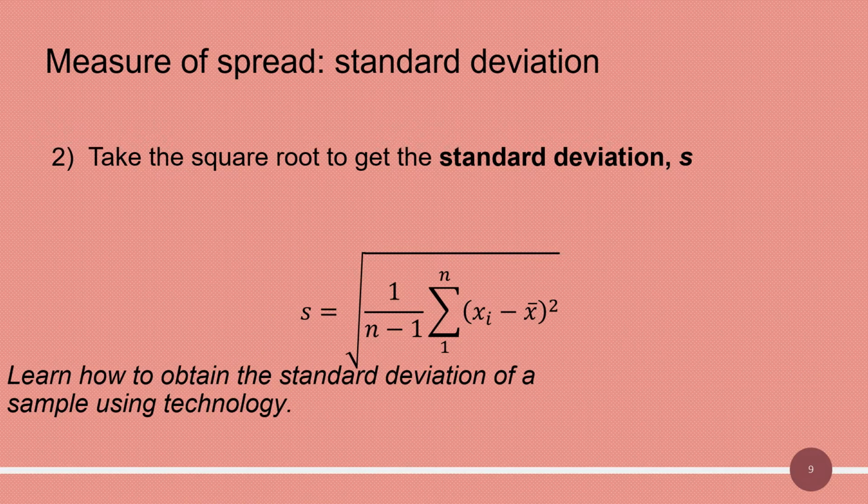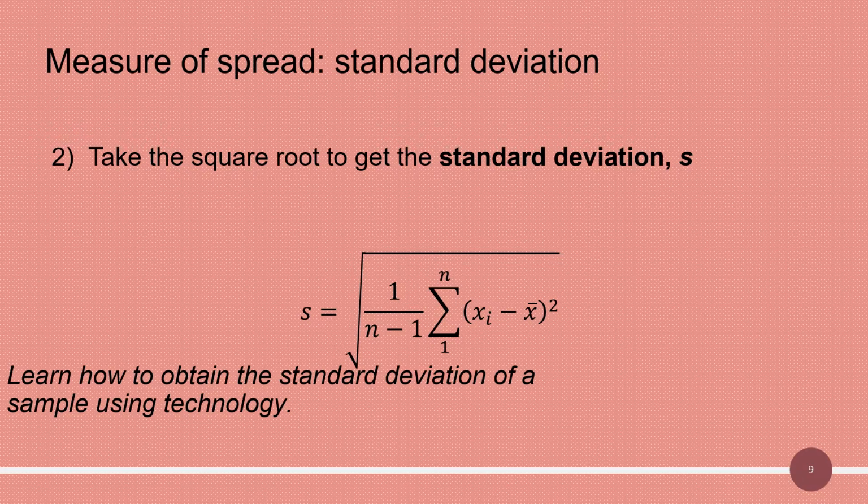And the other measurement is the standard deviation. This is another measurement to find the spread. We have a formula. The standard deviation S is the square root of the sum of all (xi minus x bar) the whole squared, divided by n minus 1.